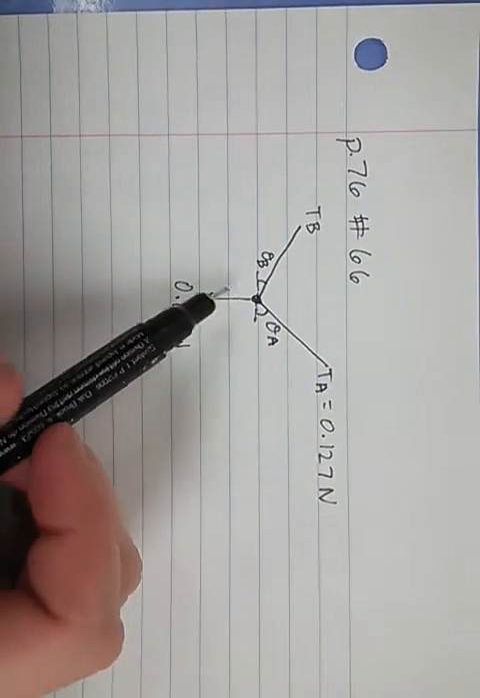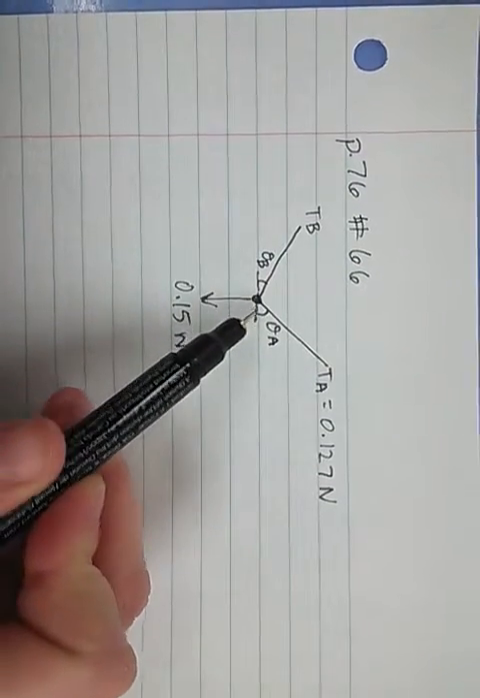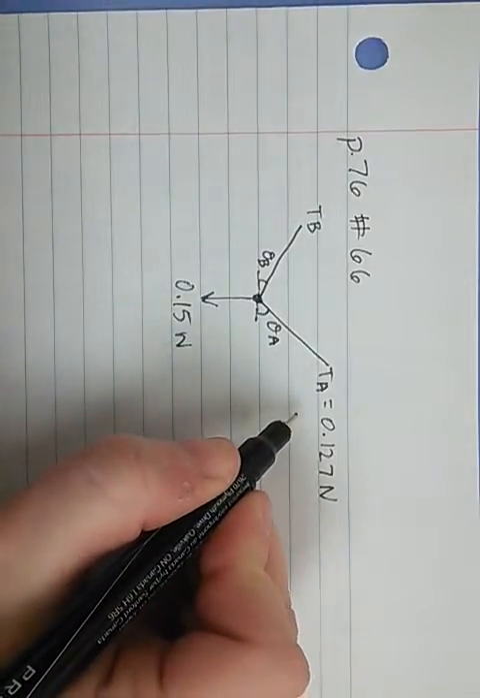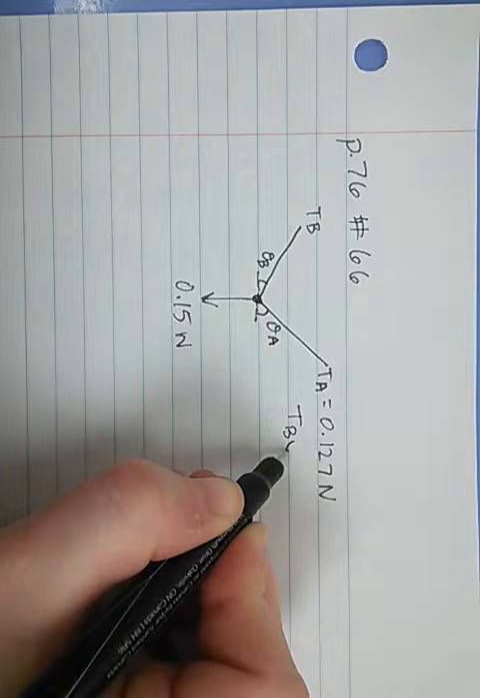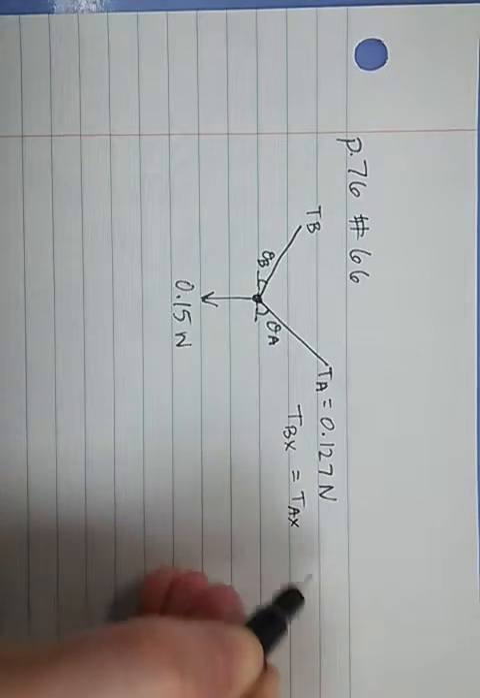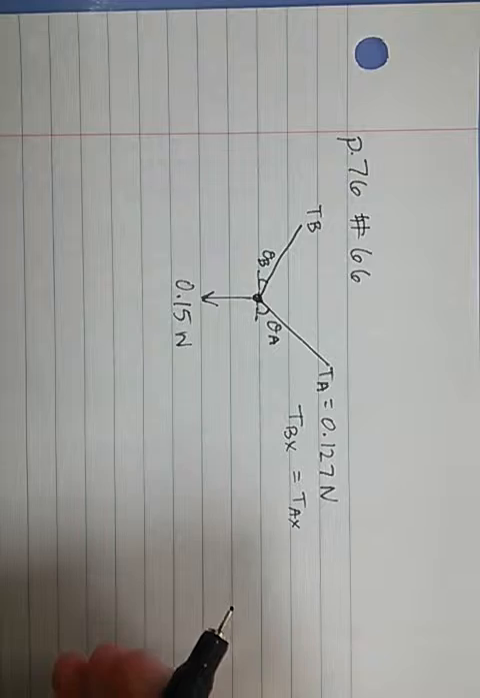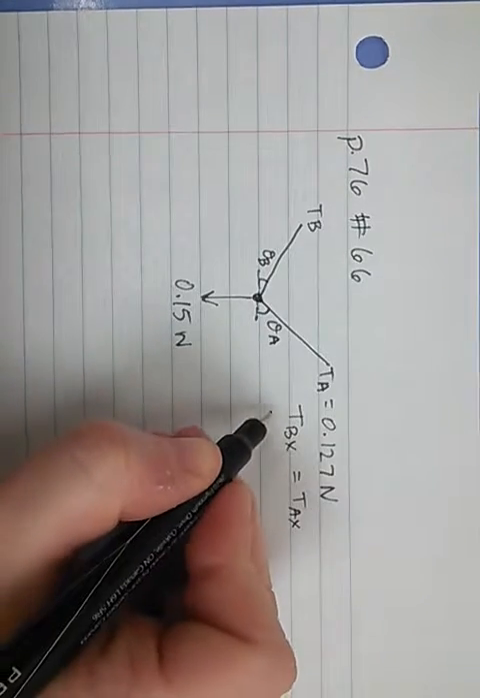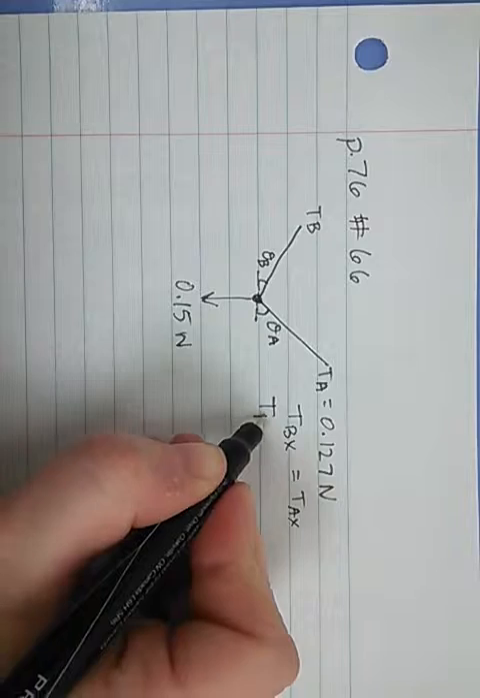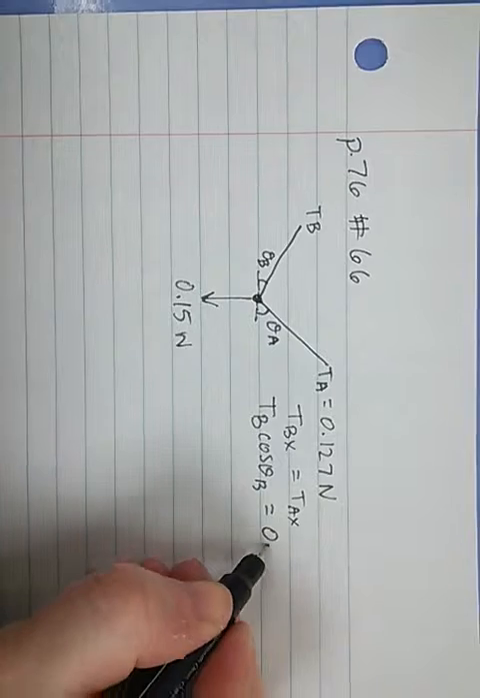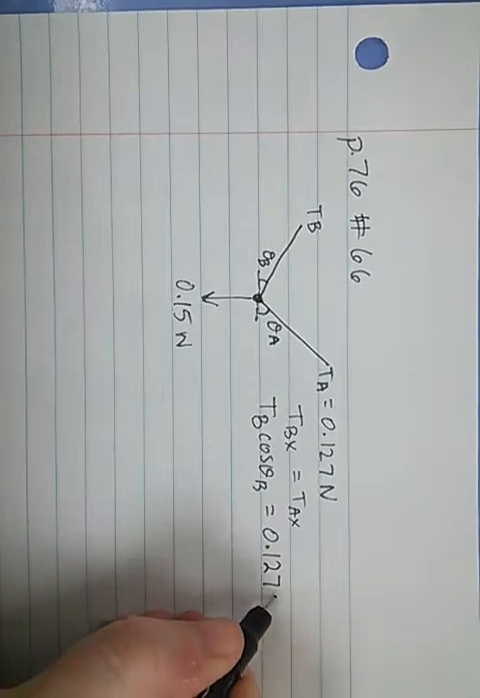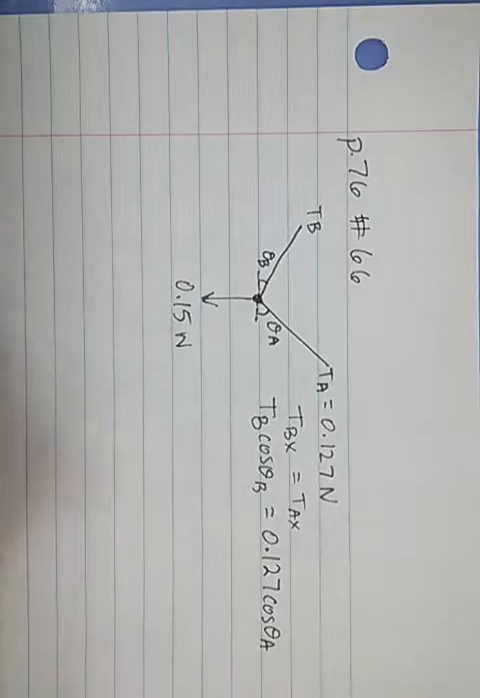So like previous problems of the sort, we know that in order for the spider to be stationary, the x components of the two tensions have to be equal to each other. So TBx is equal to TAx, which translates to TB cosine of angle B. And we know that TA is 0.127, so 0.127 cosine angle A.